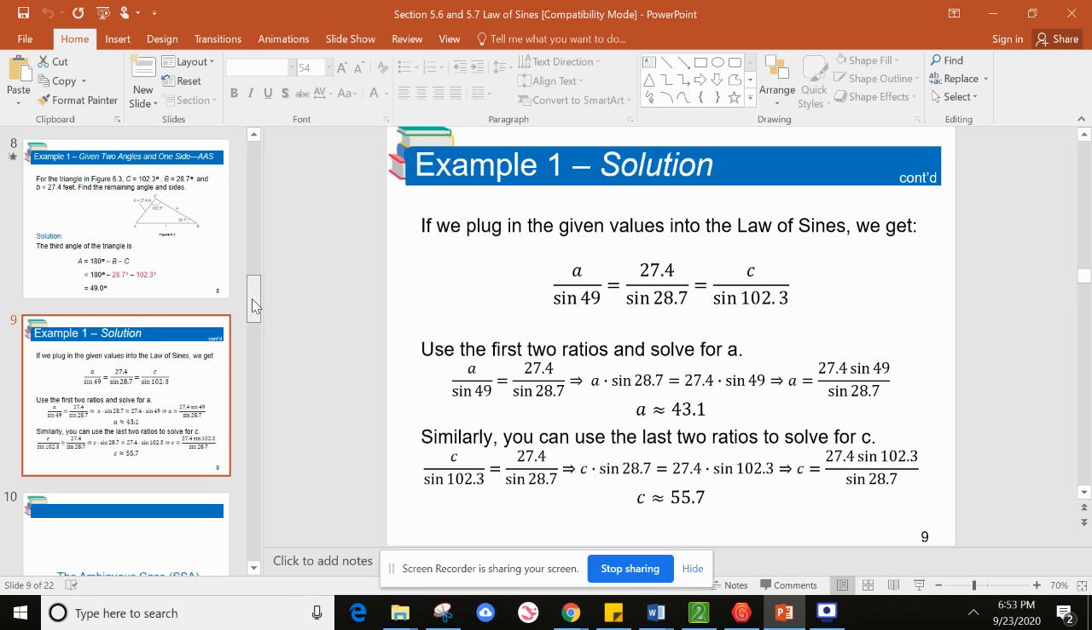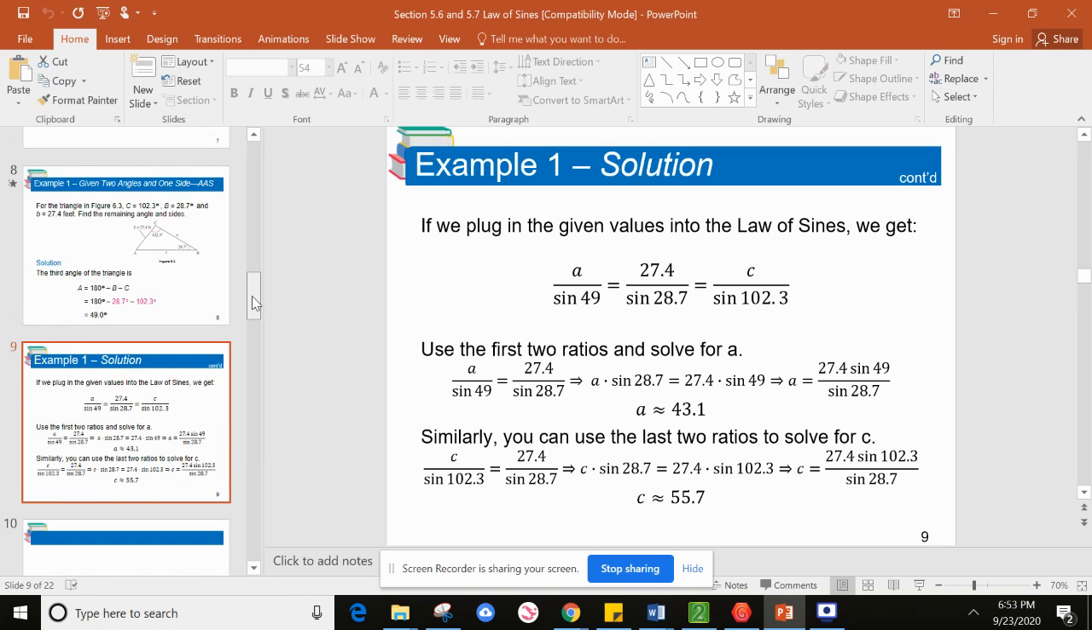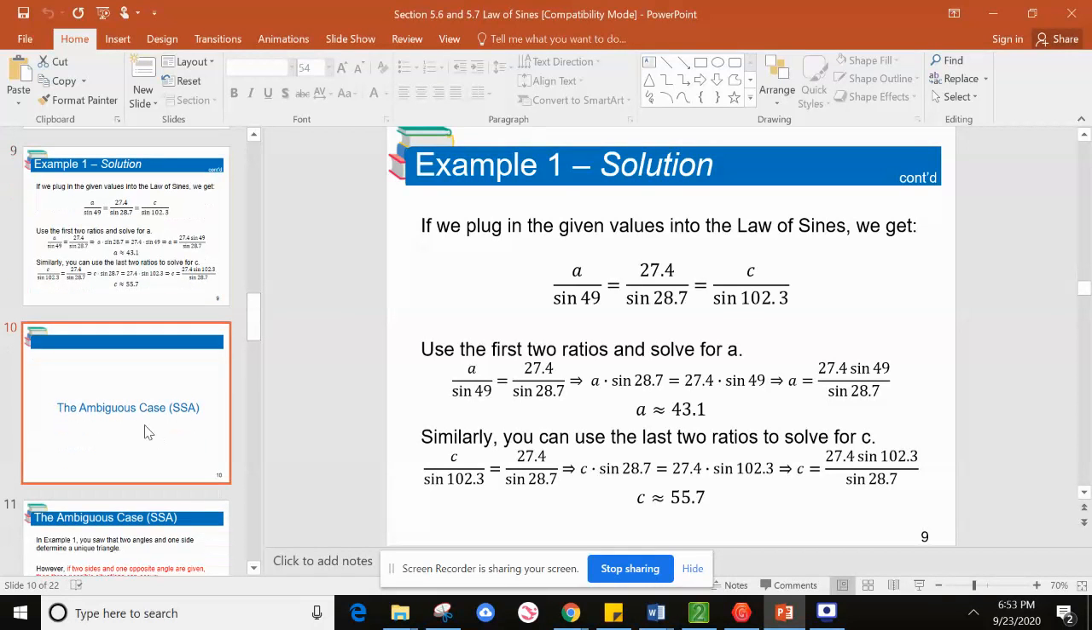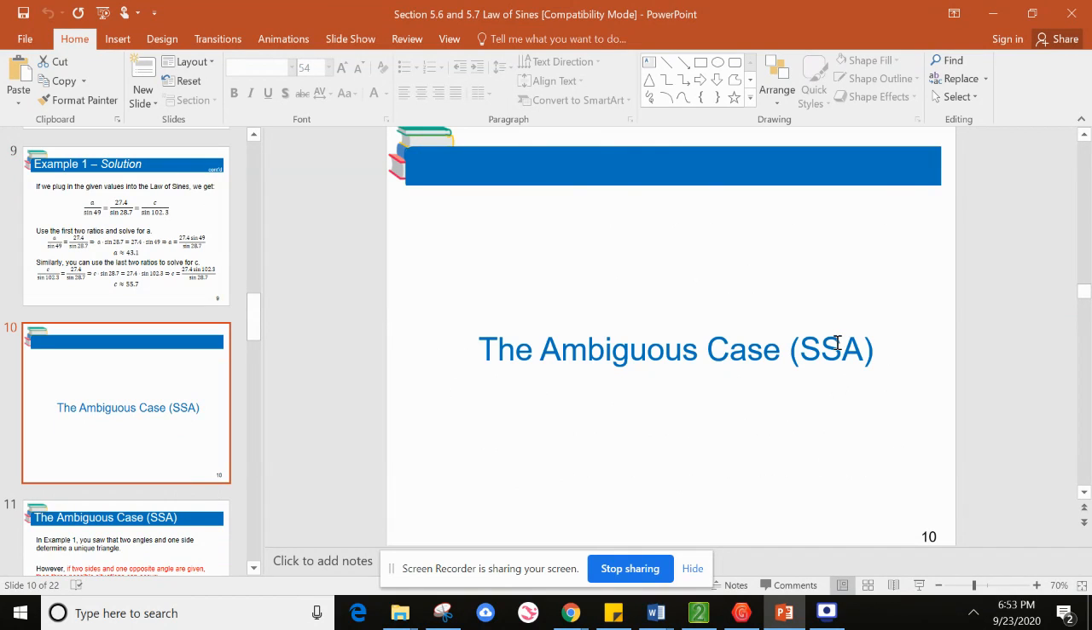So there you have it. There's an example problem of how to do a law of sines question when it is angle-angle-side or angle-side-angle, one of the two. The next thing we will learn is the ambiguous case, and that is side-side-angle, and I will share that in another video.